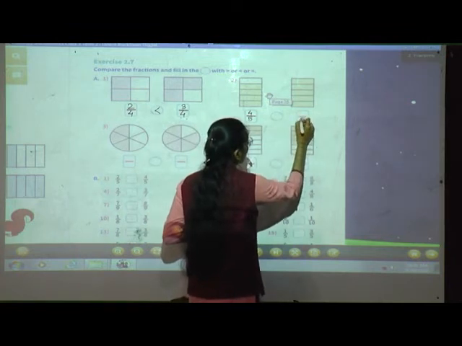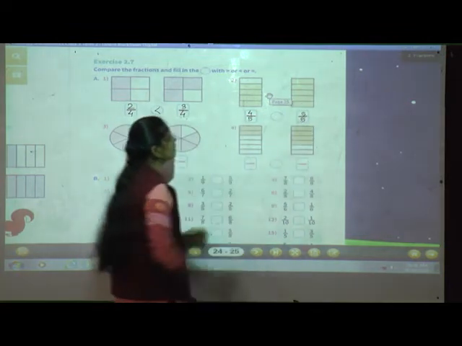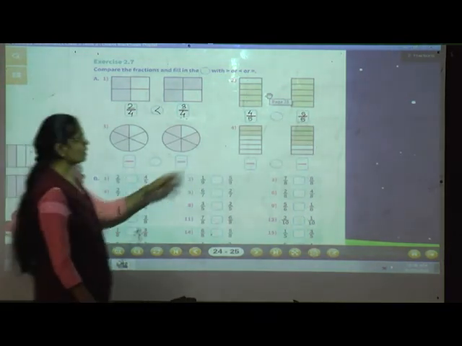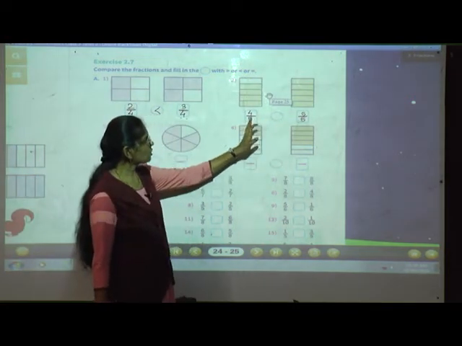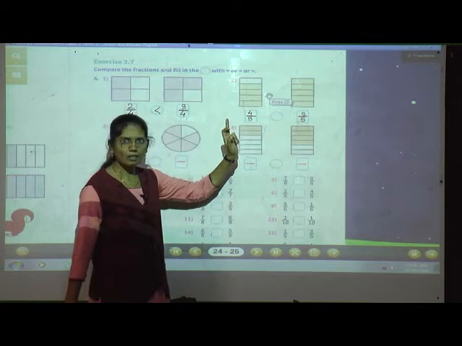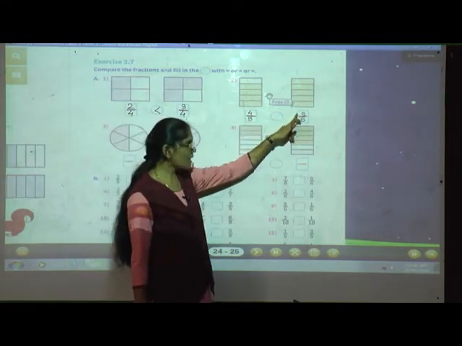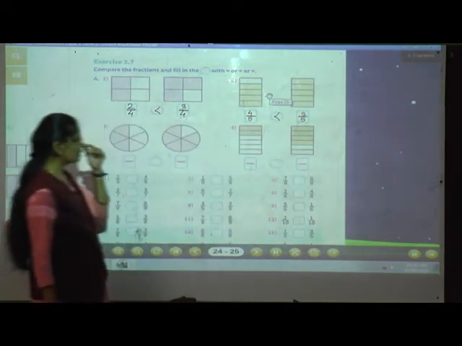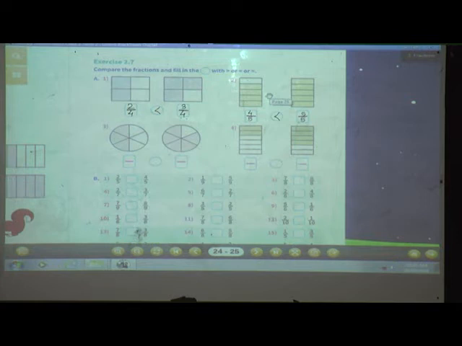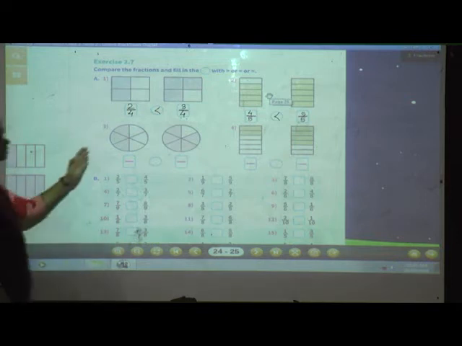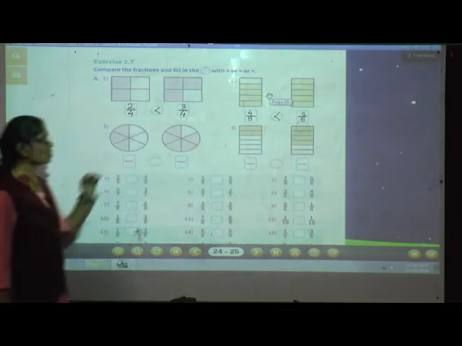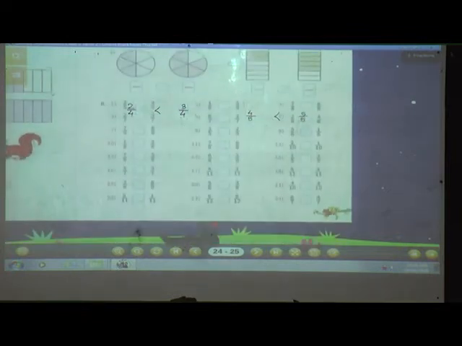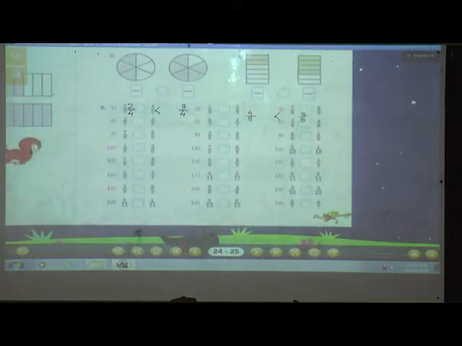Now here the fraction is 5 by 5 because here 5 total parts are there and all are shaded. Now again see, 5 and 5, the denominator is same. So in this case we have to compare only the numerator. Here 4 is there and here 5 is there. So 5 is greater than 4. So 5 by 5 is greater than 4 by 5. Now 2 are remaining that you have to solve on your own. Now we'll move to the B question. See here, look at the board.